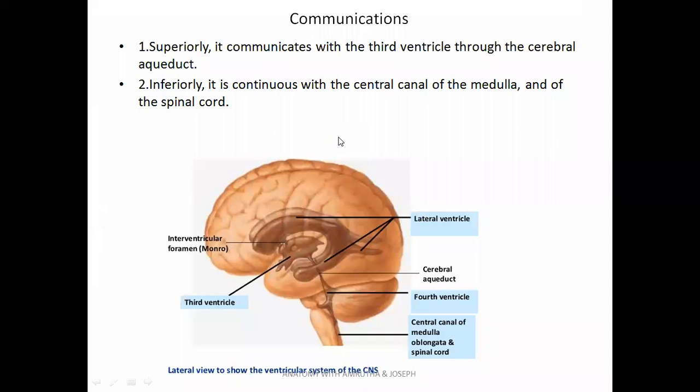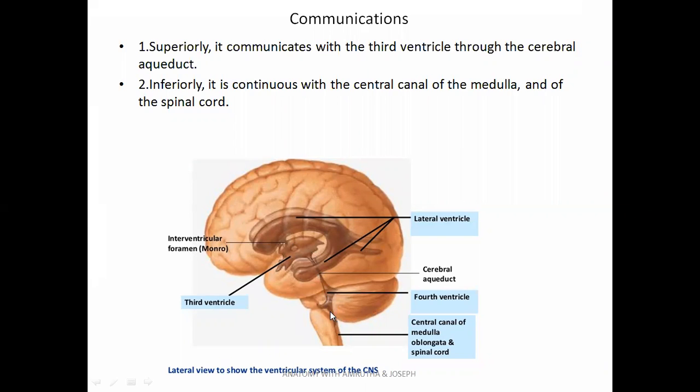What are the communications of the fourth ventricle? Superiorly, the fourth ventricle is connected to the third ventricle. This is the third ventricle. This is the lateral ventricle. Here, the fourth ventricle is connected to the third ventricle through the cerebral aqueduct. So the cerebral aqueduct is connecting the fourth ventricle to the third ventricle.